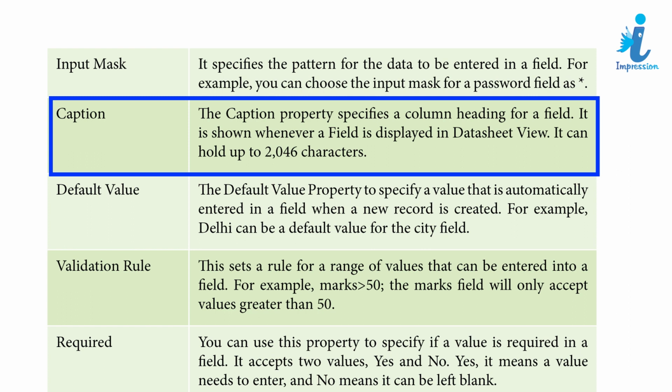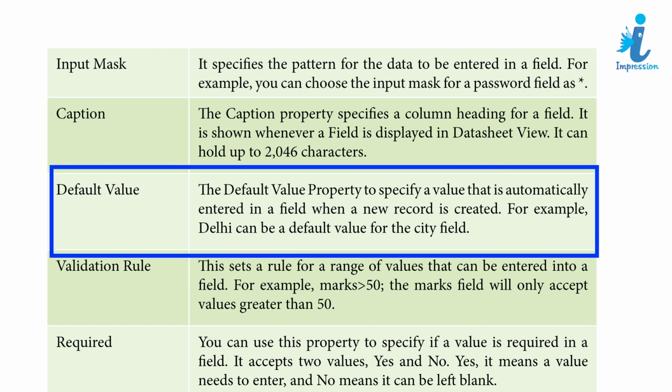Caption. The caption property specifies a column heading for a field. It is shown whenever a field is displayed in datasheet view. It can hold up to 2046 characters. Default value. The default value property is used to specify a value that is automatically entered in a field when a new record is created. For example, Delhi can be the default value of the city field.